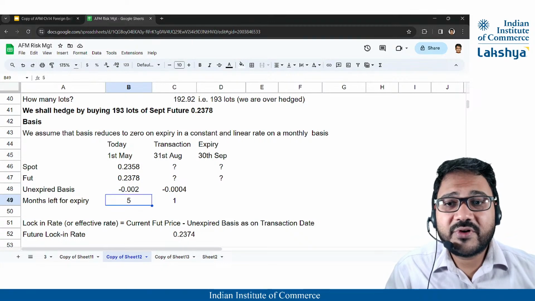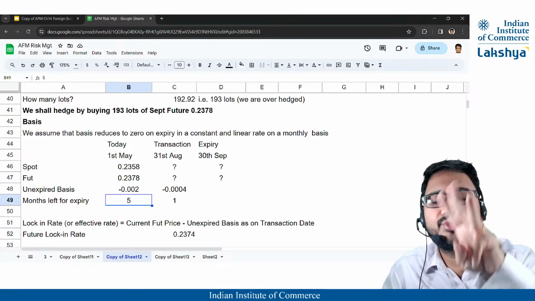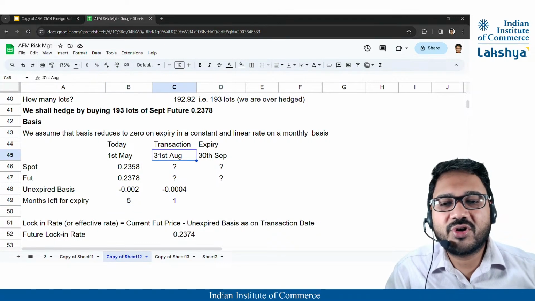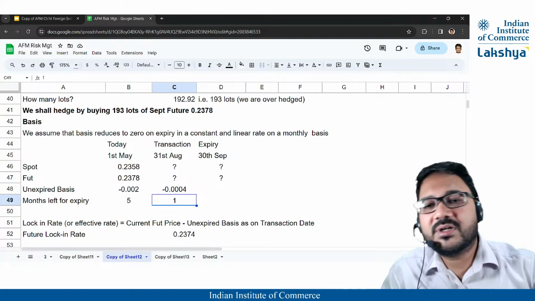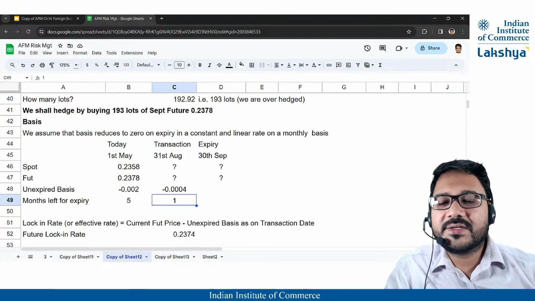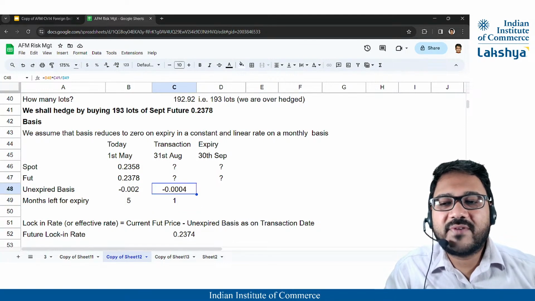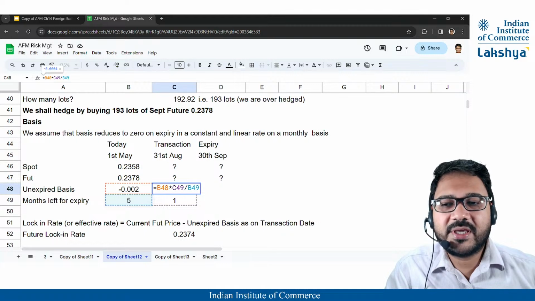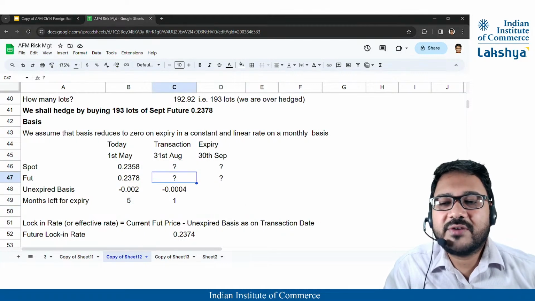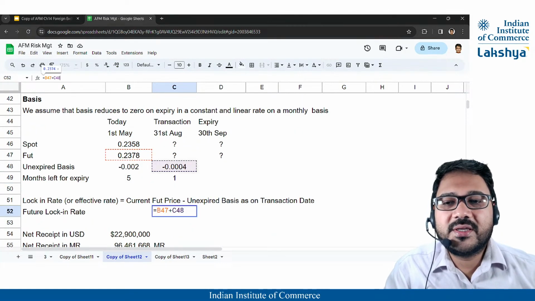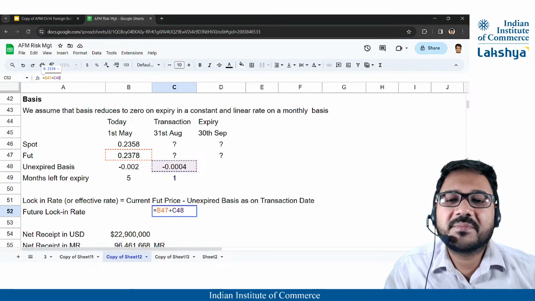How many months are left for expiry? It's 1st of May. So May, June, July, August, and September: 5 months left. And the transaction date is on 31st August. So from August till September is just 1 month. So 1 month is left for expiry. Using that, we can find the unexpired basis by doing a cross multiplication. Since we don't have spot, we can't find futures, but we can do a lock-in rate. So lock-in rate using the formula is the current future rate minus the unexpired basis. But this is already in minus, so we are doing plus.